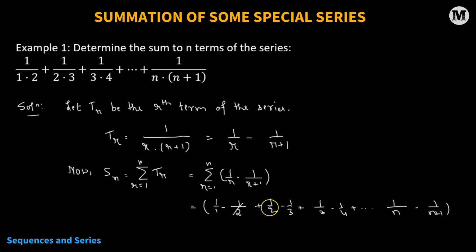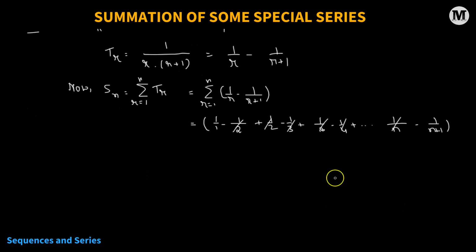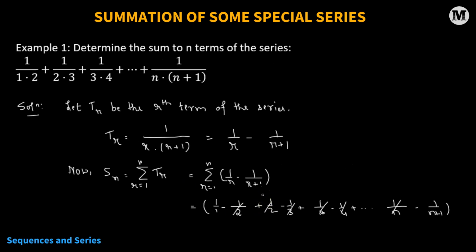Now we can observe here that the second, third, fourth, fifth, sixth, seventh, all these terms get cancelled, leaving us with the first term and the last term. That means we have 1 minus 1 over n plus 1. So if we combine them, this is simply going to give us n over n plus 1. This is going to be the sum to n terms of our series given by 1 over 1 times 2 plus 1 over 2 times 3 and so on.